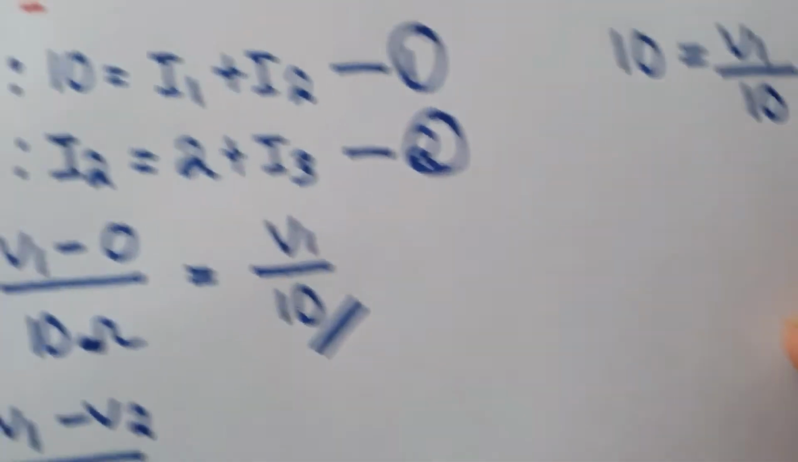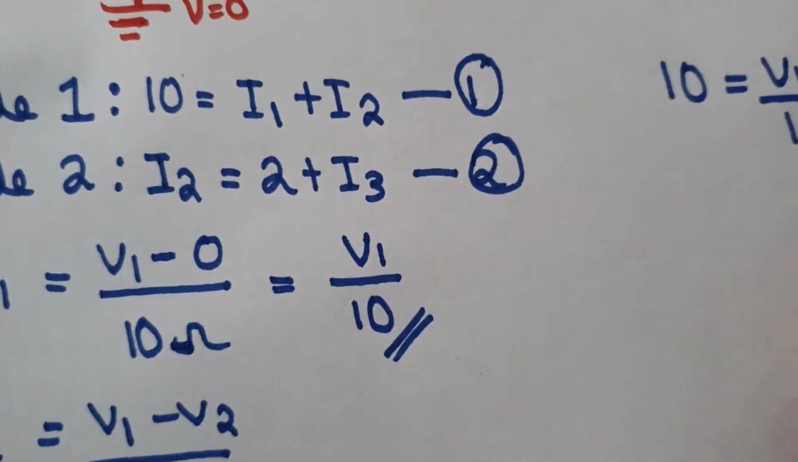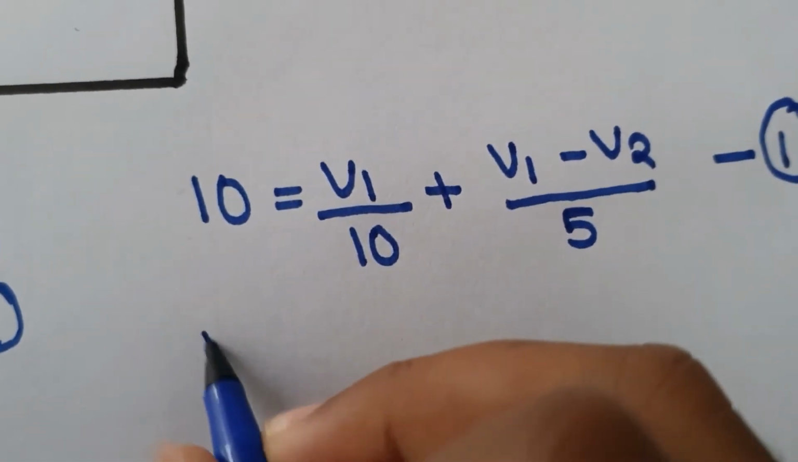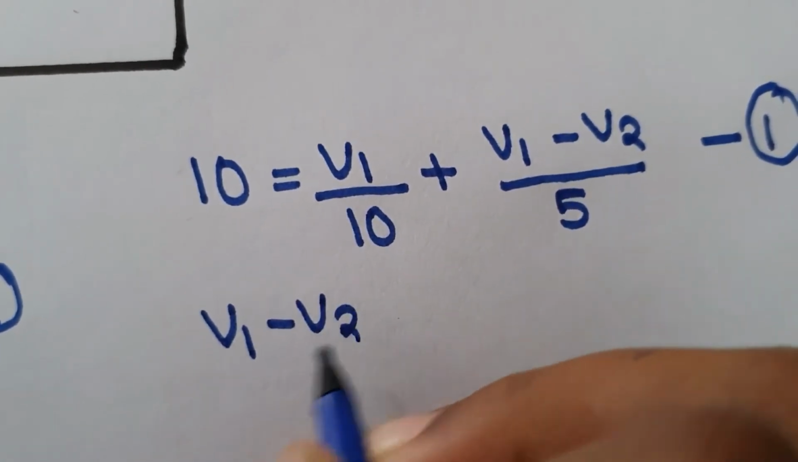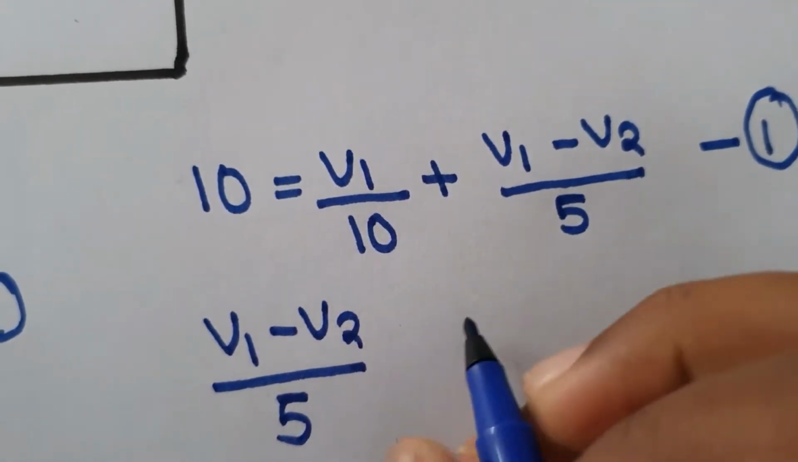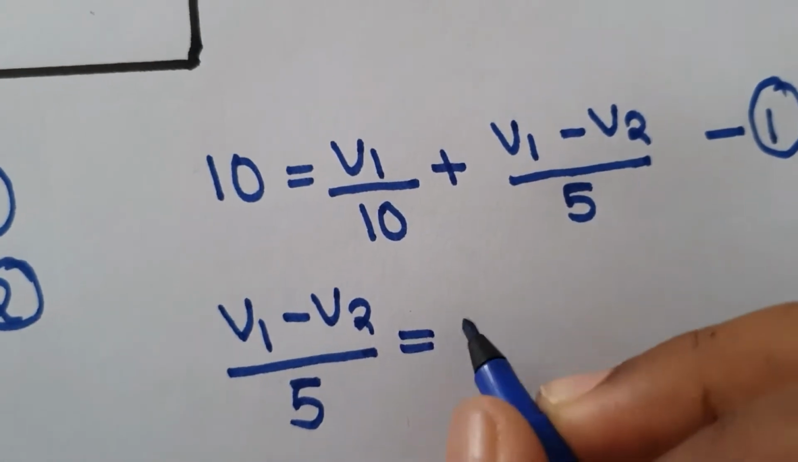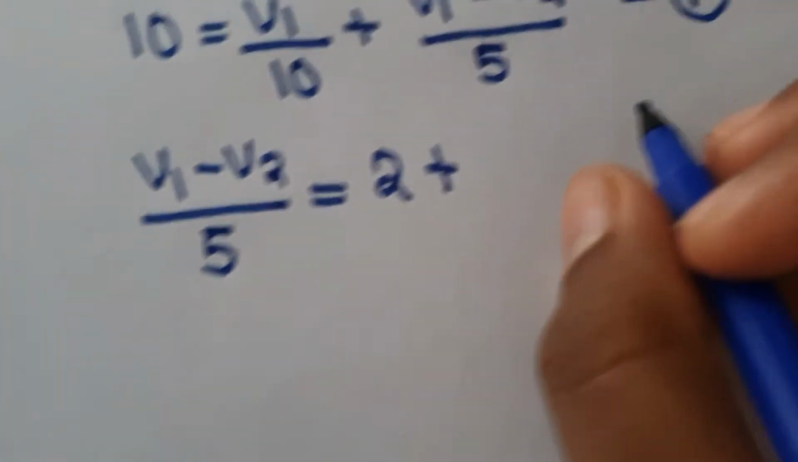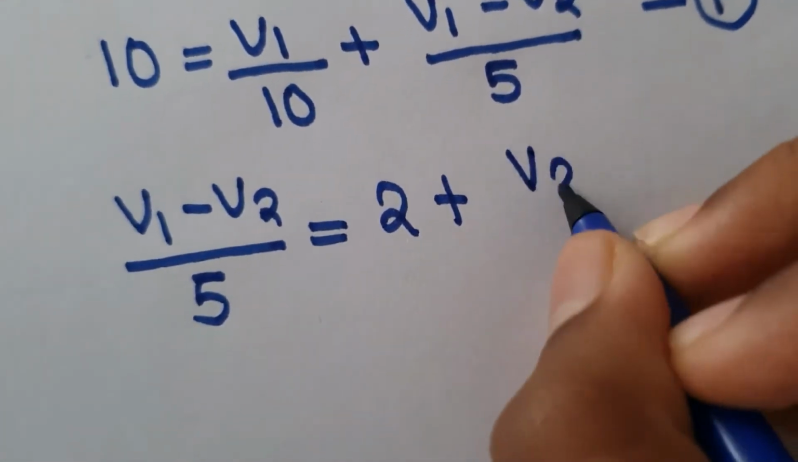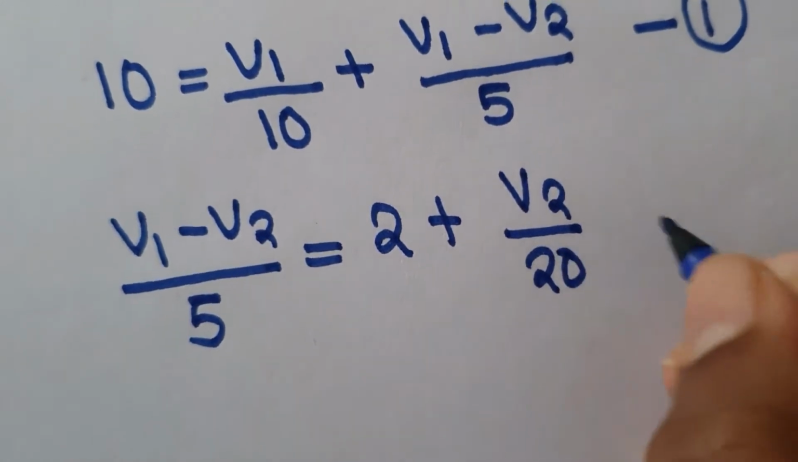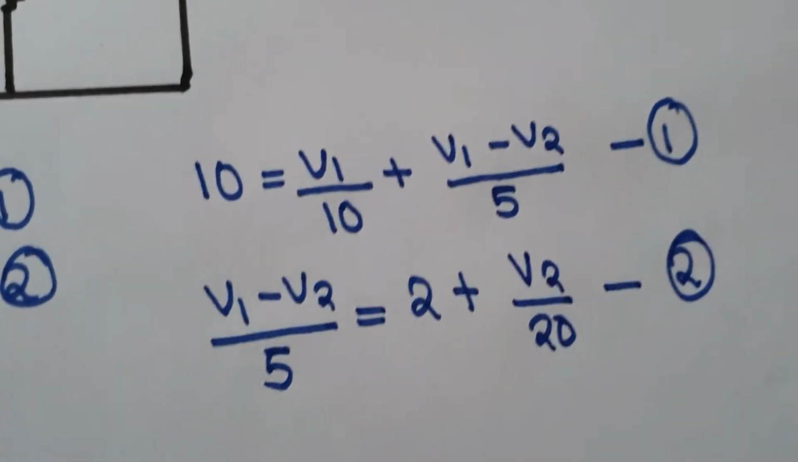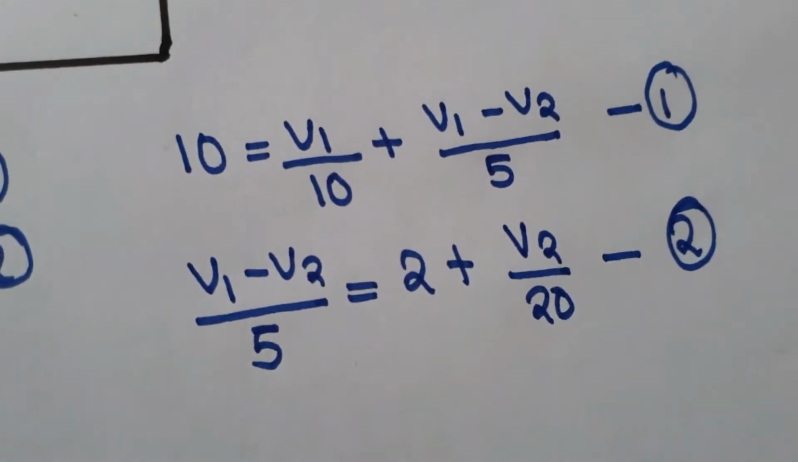Now our equation number 2 was I2 equal to 2 plus I3. So I2 we already know, it's V1 minus V2 by 5, equal to 2 plus I3, which is V2 by 20. Our second equation. Now we need to solve these two simultaneous equations.